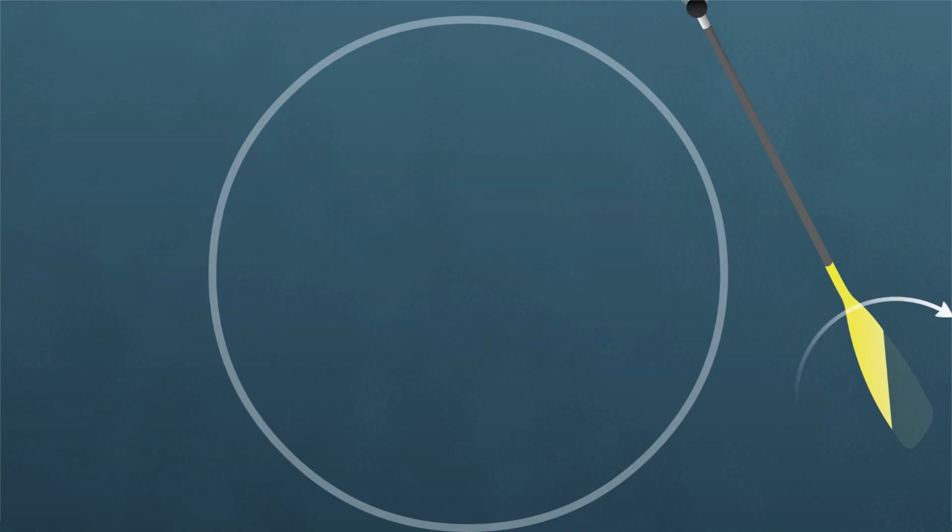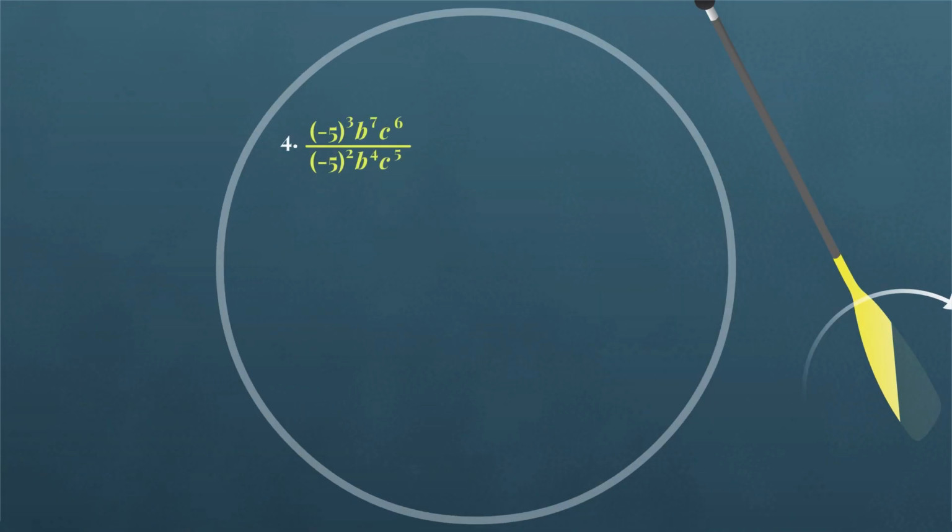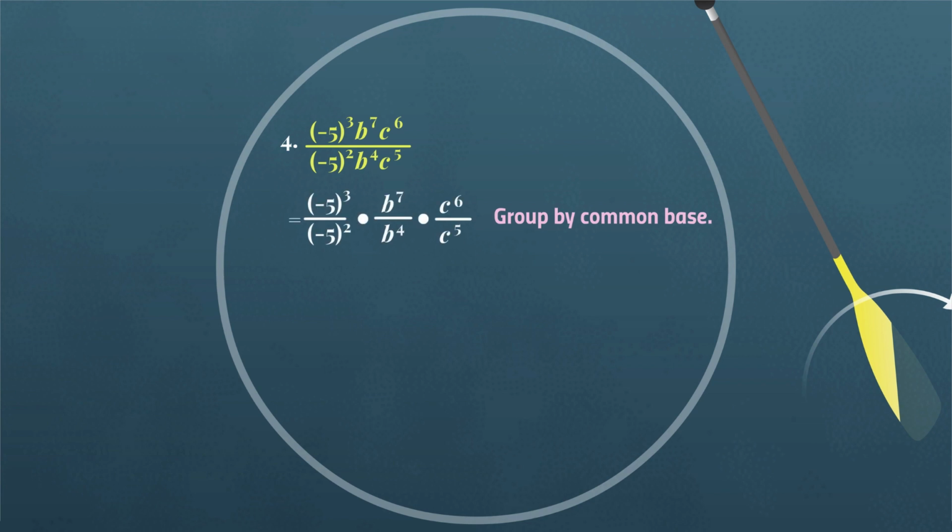Moving on to the fourth example, we have negative 5 cubed, b raised to the 7, c raised to the 6, over negative 5 squared, b raised to the 4, c raised to 5. As you can see, we have 3 pairs of powers with the same bases again. So the first thing we should do is to group by the common base. The common bases are 5, b, and c. So this is now our expression. Now it's time to subtract the exponents. We will simply subtract the exponents of each pair of powers with the same bases.